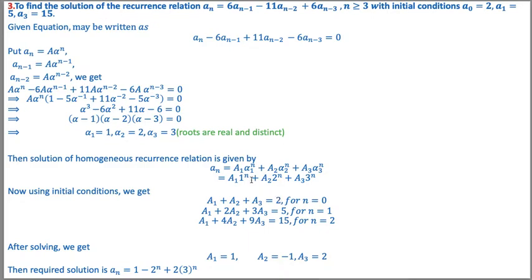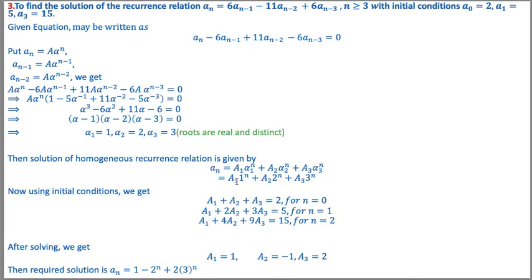If we substitute n equal to 2 here, so sorry, first we will substitute n equal to 1 here. So it is a1 1 raised to power 1 means a1, a2 2 raised to power 1 means 2a2, a3 3 raised to power 1, so this is 3a3, and this a1 is 5. Here it is given. So it is a1 plus 2a2 plus 3a3 is 5.